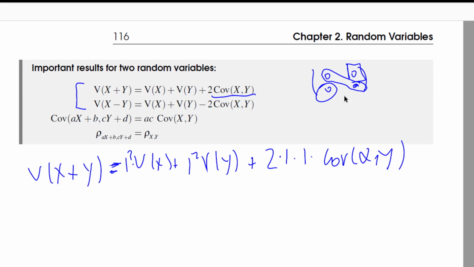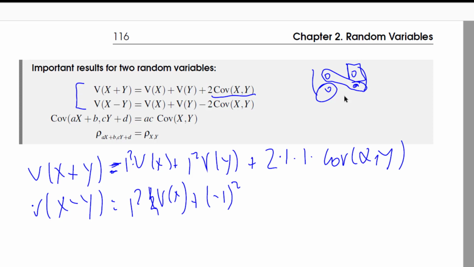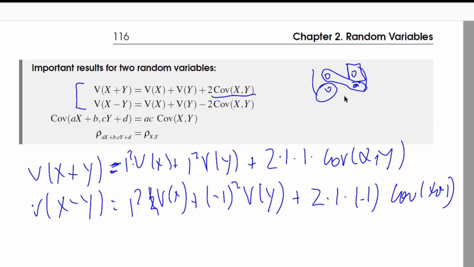And the same thing for the second one, for x minus y, it's all the same. 1 squared times the variance of x, and here's the same, but let's just write it out. The coefficient a_i for the y is -1, but squared it remains the same, which is unfortunate. We'll see why. And then the same thing, plus two times the a_i of 1 times the other a_j of -1 times the covariance of x and y. And you get this, which has the minus sign there. Okay.